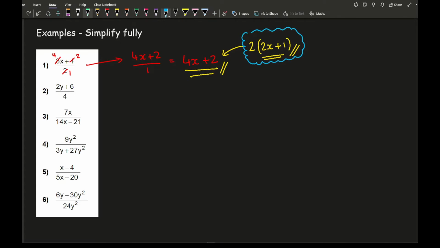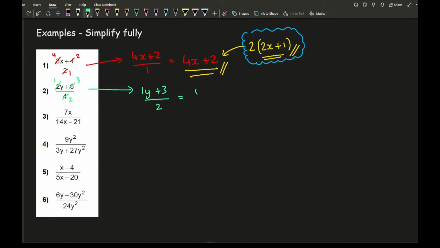So let's have a look at question 2. So question 2, again looking at this, I've got 3 terms, I've got numbers, so let's have a look at finding a common factor between 2, 6 and 4, which is going to be 2. So if I divide both numbers by 2, then what I end up with is 1y plus 3 over 2.